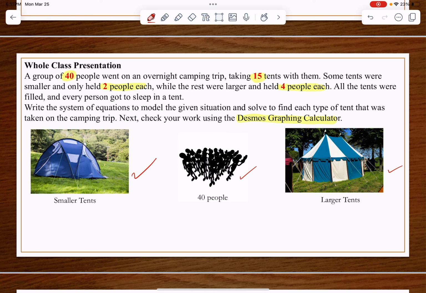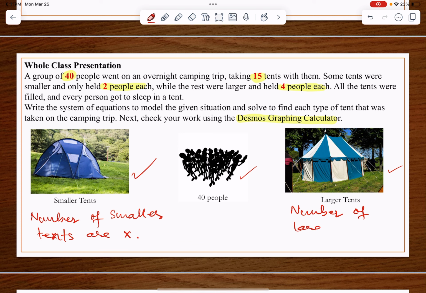Let us assume that the number of smaller tents is x, and the number of larger tents is y. So that is our assumption.